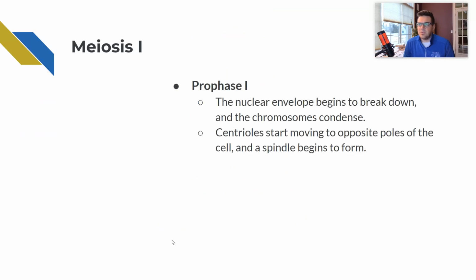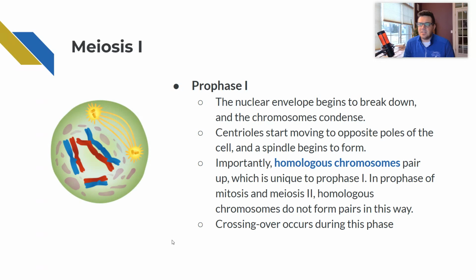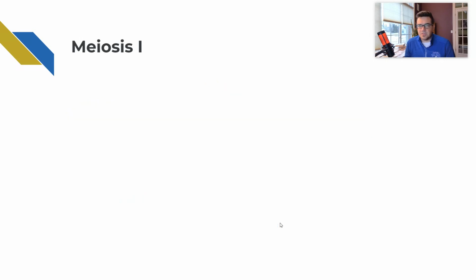So in prophase 1, our nuclear envelope begins to break down and the chromosomes condense. Centrioles start moving to opposite poles of the cell and a spindle begins to form. So you can see that happening right here. We have these centrioles going to opposite sides of the cell. We have our spindle fibers forming. Our nuclear membrane is breaking down. And the most important thing that happens here is that homologous chromosomes pair up. These homologous chromosomes pair up and they do something called crossing over. And crossing over is where the chromosomes actually swap bits of their DNA. And this is really important for increasing genetic diversity in sexually reproducing organisms.